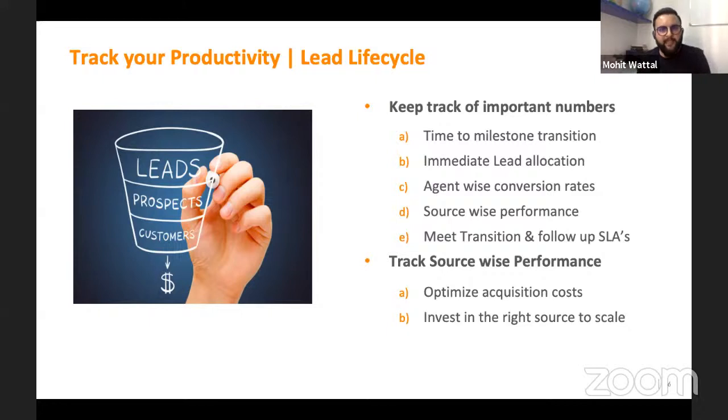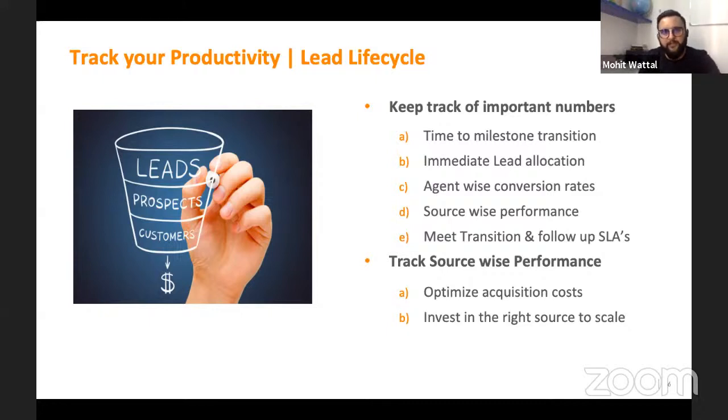So am I able to allocate my leads and call my leads right away, or perhaps in a 4 hour, 10-hour SLA? What are my agent wise conversion rates? I've got 15 people in my sales team. How are they converting the milestones that a person has to go through to buy my product? Now there could be somebody who's not able to make people reach to their showroom to take a test drive, and there is somebody who gets 40% of the people to take a test drive and then eventually converts 50% out of them.